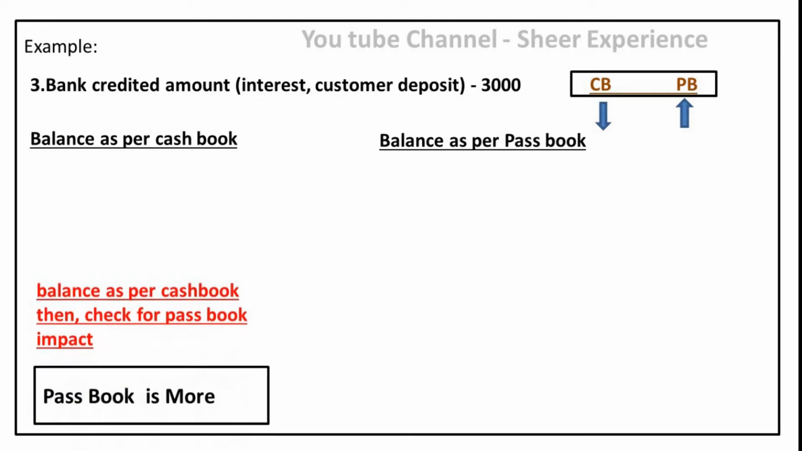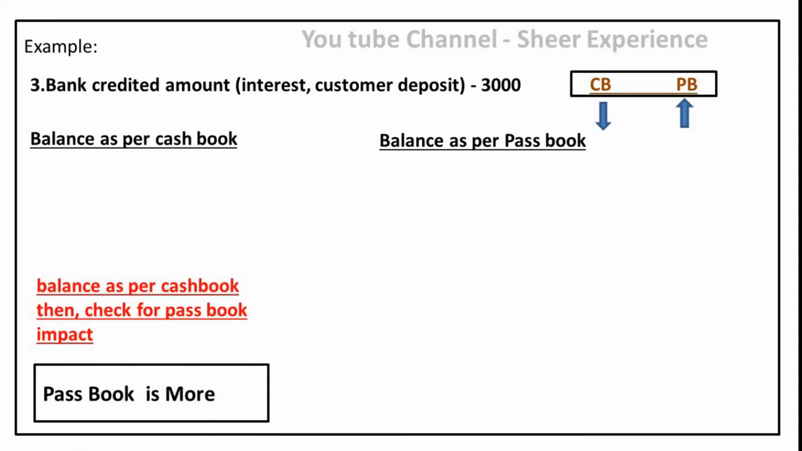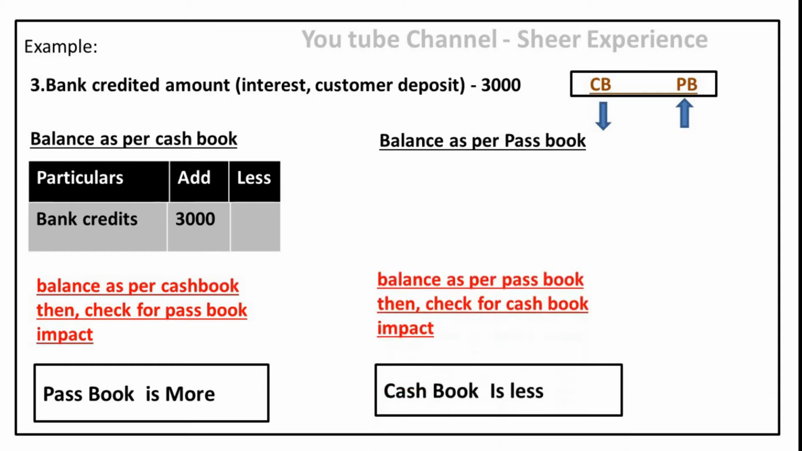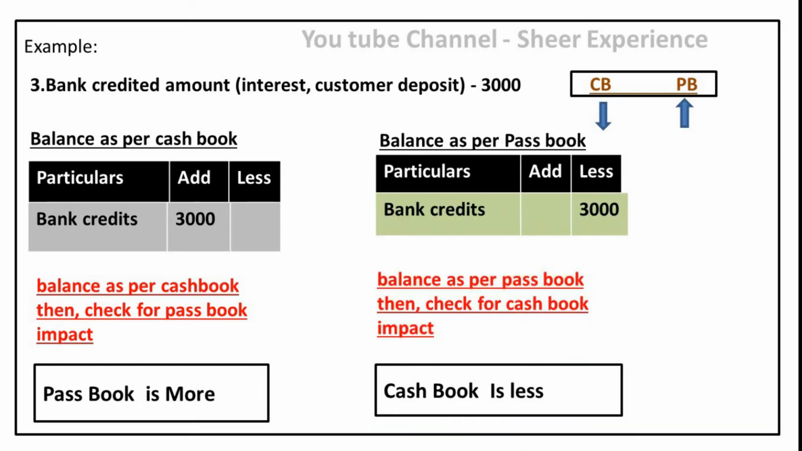When I am preparing bank reconciliation statement with cash book balances, we have to check for passbook balances. Here passbook balance is more, so I will mention the amount in add column. Similarly, when I am preparing bank reconciliation statement with passbook balances, we have to check for cash book balances. Here cash book balance is less, so we will mention the amount in less column.